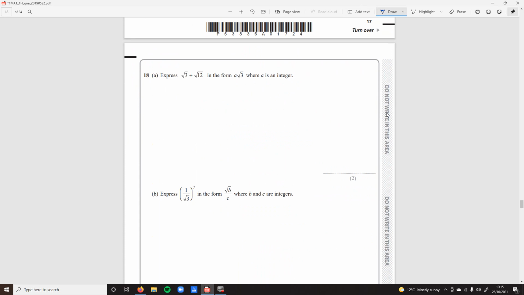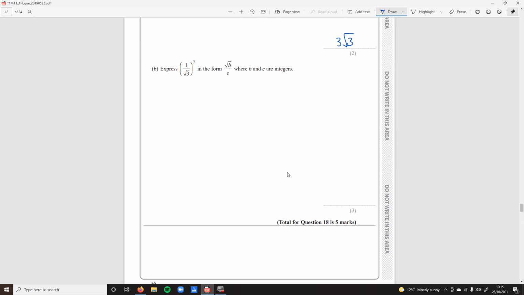Okay, surds, lovely. Express root 3 plus root 12 in the form a root 3, where a is an integer. Root 3 plus root 4 root 3, which equals root 3 plus 2 root 3, which equals 3 root 3. Express 1 over root 3 to the power of 7 in the form root b over c, where b and c are integers. Oh my god.